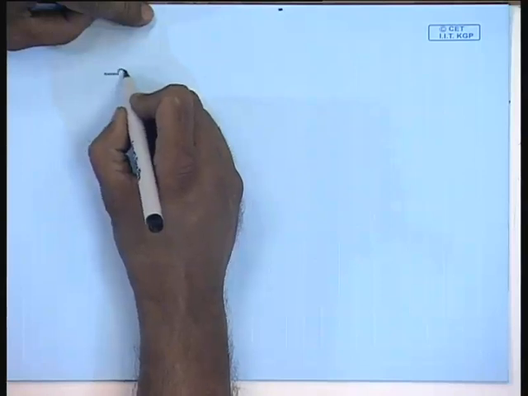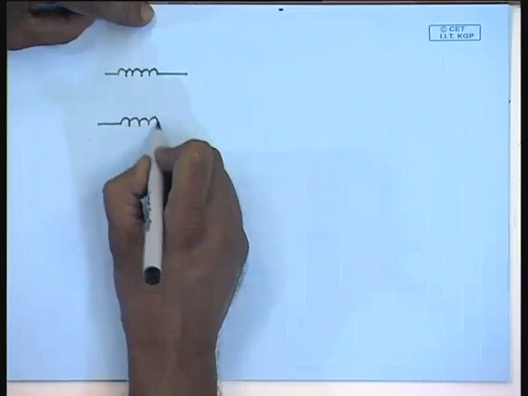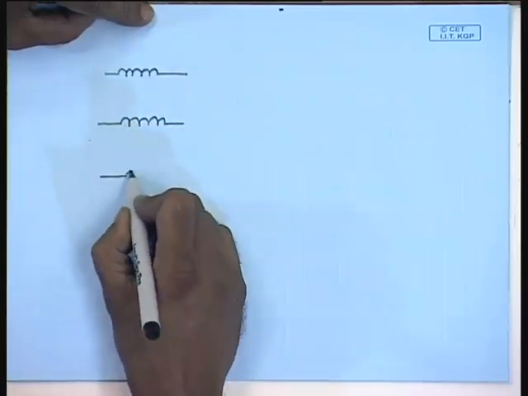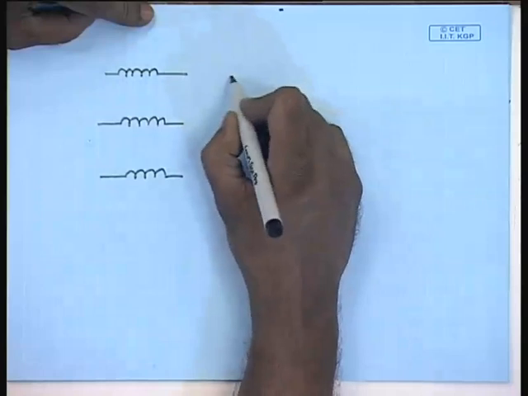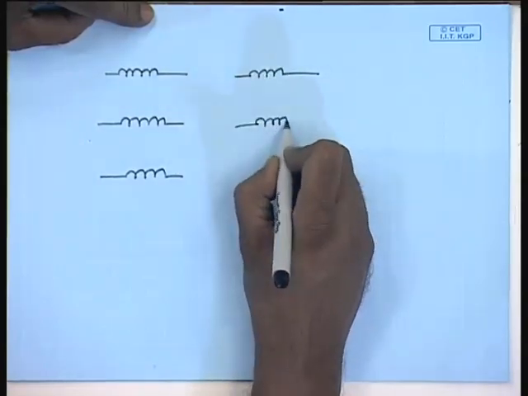So far we have seen some constructional features of a three-phase transformer, and we have indicated that even for the simplest of the three-phase transformer there are 6 windings and 12 terminals. So, there are 3 high voltage windings and 3 low voltage windings.